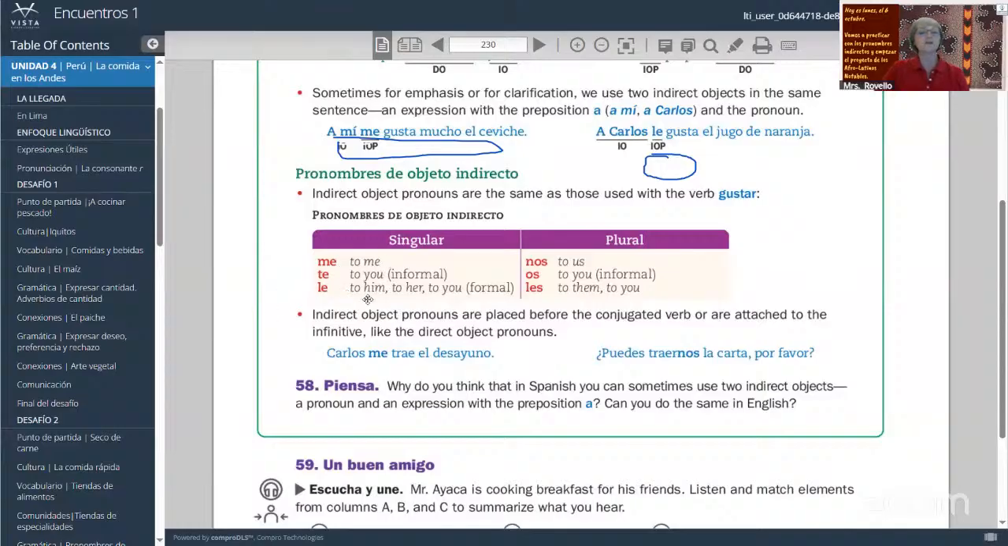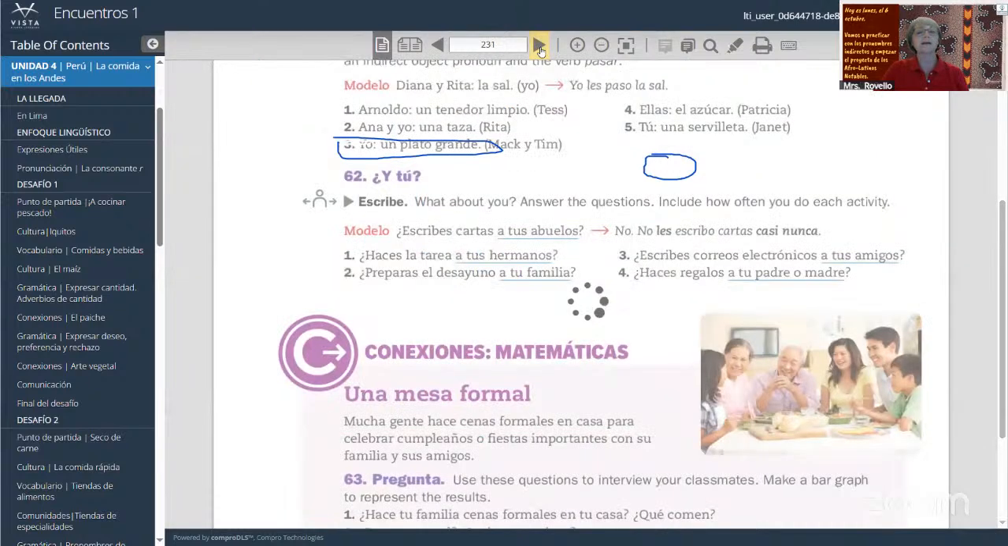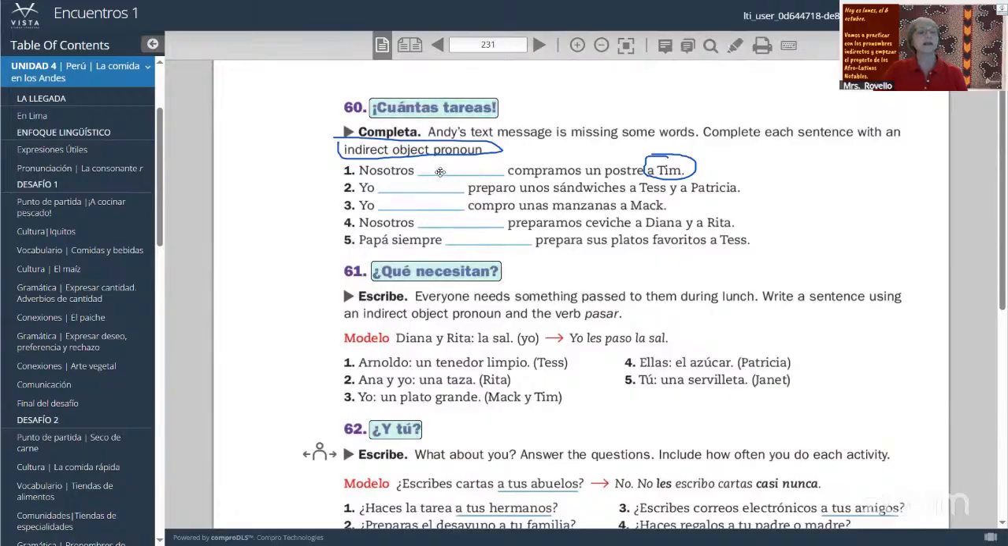So if Tim is one dude, take a look at our chart. How do we say that we're buying it for him? He's one dude. Very good, Brooklyn. We're going to use le, right, you guys? We're going to use le here, okay? Le. Okay, any questions? Why is it le? Because remember, for indirect object pronouns, it's about for whom, or to whom.